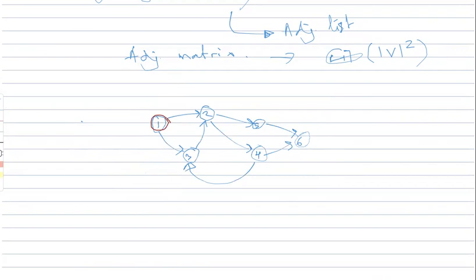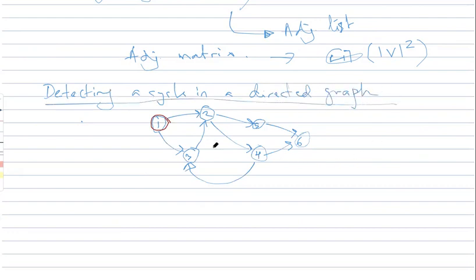Maybe, if you're at a node, instead of trying to visit a node that hasn't been visited, try to visit a node that has been visited. So here we are trying to find out whether there is a cycle or not, right? Detecting a cycle in a directed graph. What we want to know is: given a graph, is there a cycle? That's what we want to find out.